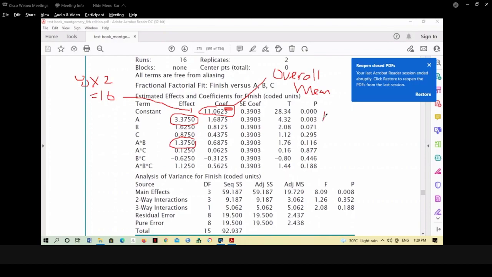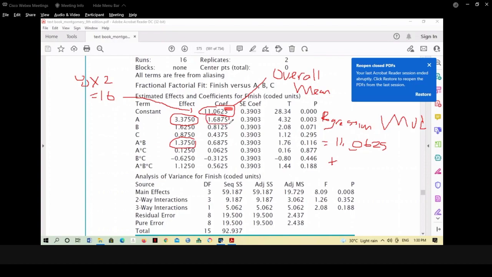Regression model, right? The model is equal to the overall mean, which is 11.00625, overall mean, plus the coefficient of A, which is this one.